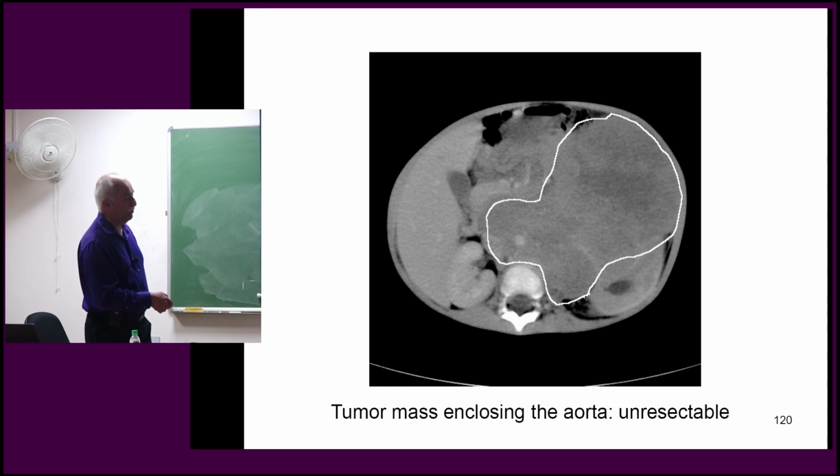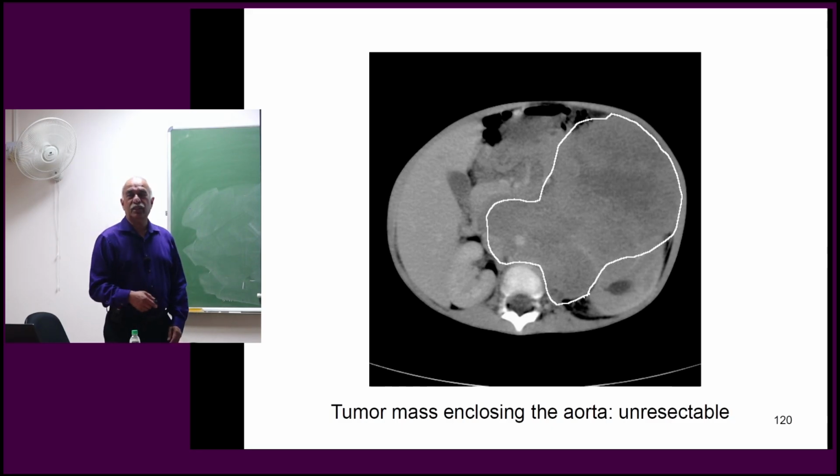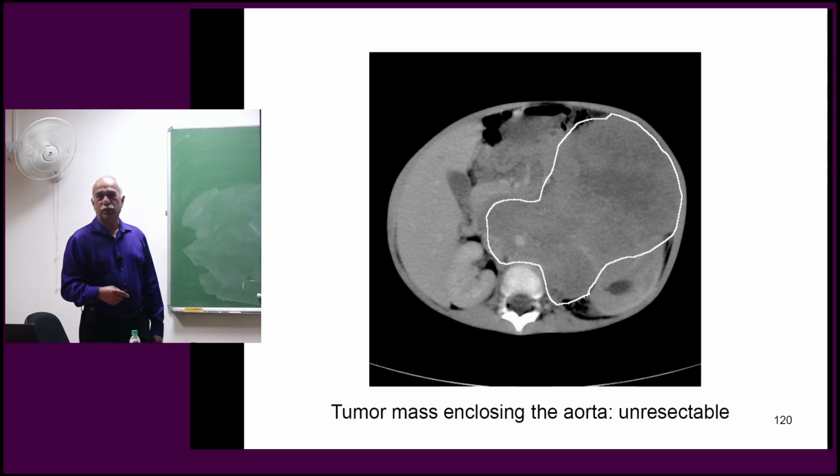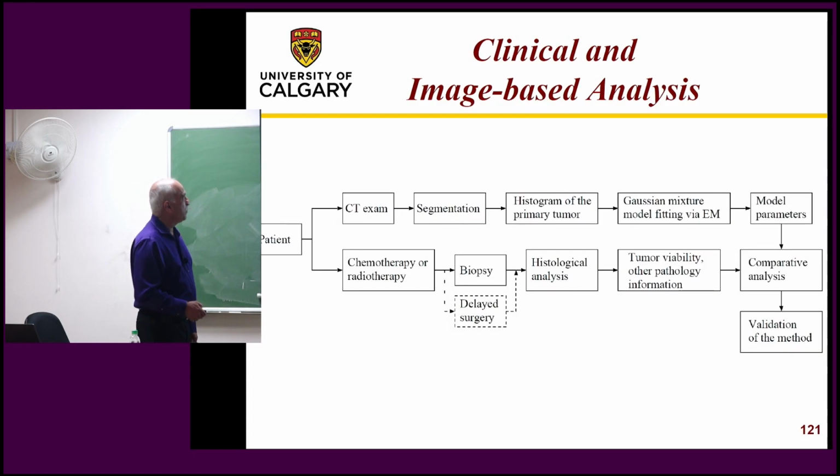This boundary was drawn by the radiologist. So where is the boundary between this and the liver and the kidney, which are all pushed around? So in that case, it is not resectable and the aorta is inside. So it is not possible to remove the whole tumor. So this treatment, of course, is necessary.